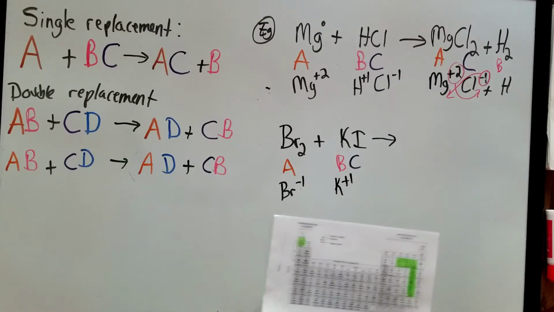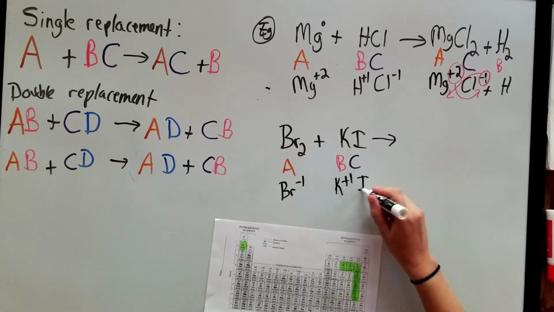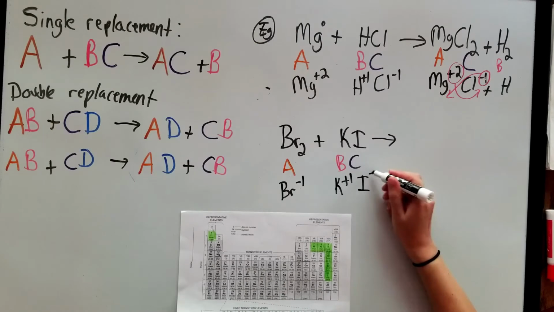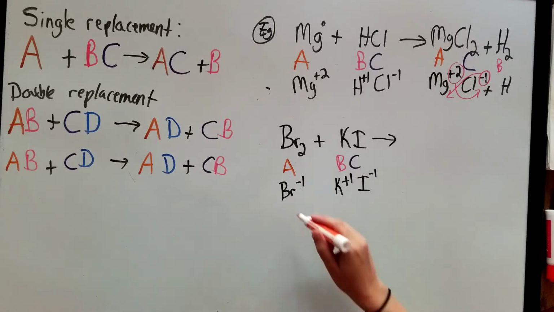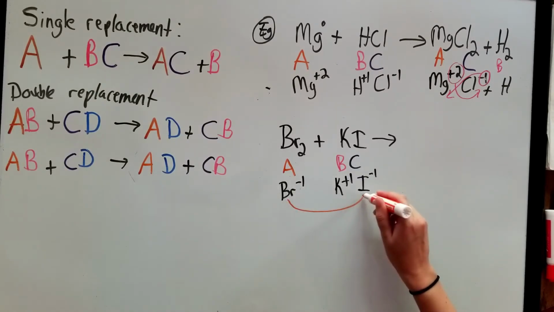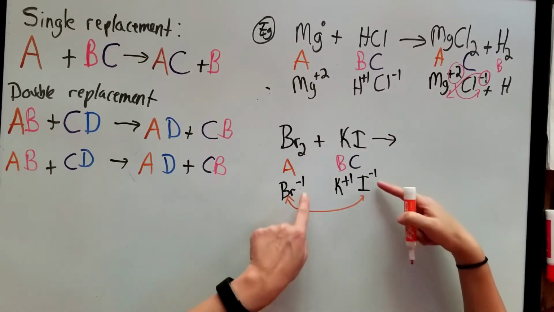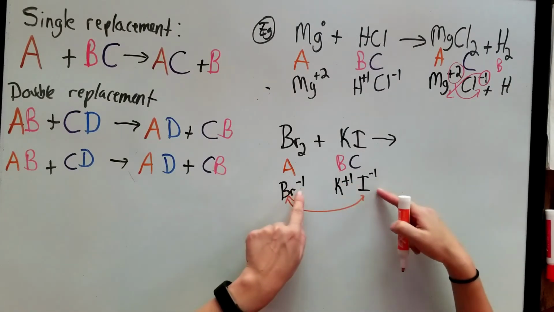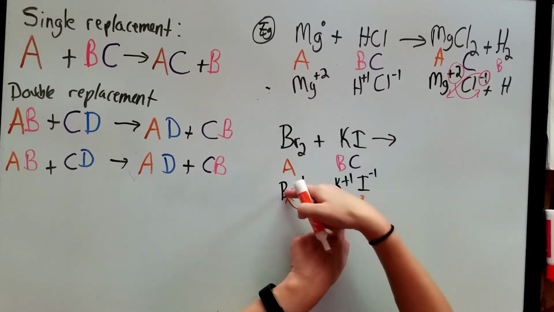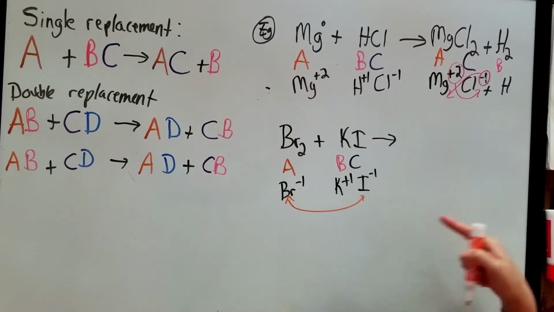And then we have iodine, is a -1 because it is a halogen as well. Okay, so in this case, who is switching places? So it's going to be bromine and iodine who are switching places because they're both negatively charged. So they have the same charge, so they're the ones that are going to switch. So that means potassium is going to be with bromine on the product side, and iodine is now going to be that element by itself.